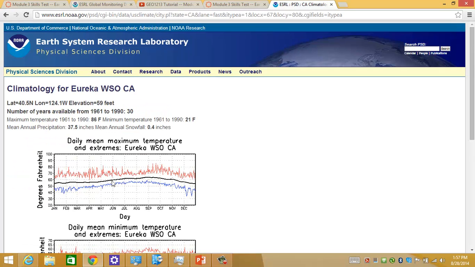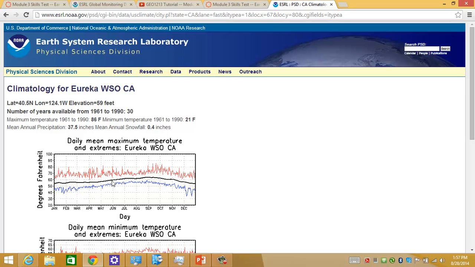What does the graph mean? You notice it's got a red line, it's got a black line, and it's got a blue line. This is representing daily mean maximum temperature and extremes from Eureka during the course of the year, January through December. Now, of course, this is climatological data. This is data from the last 30 years. And what you see on the red line is a representation of the extreme, the highest maximum temperature over those 30 years.